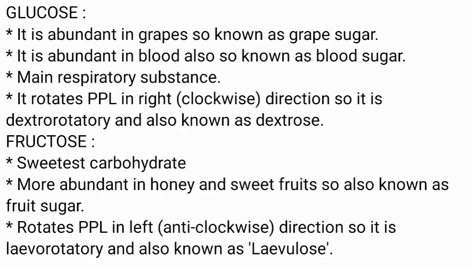Glucose. It is abundant in grapes, so known as grape sugar. It is abundant in blood also, so known as blood sugar. Main respiratory substance. It rotates plane polarized light to the right, which means clockwise direction. So it is dextrorotatory and also known as dextrose.